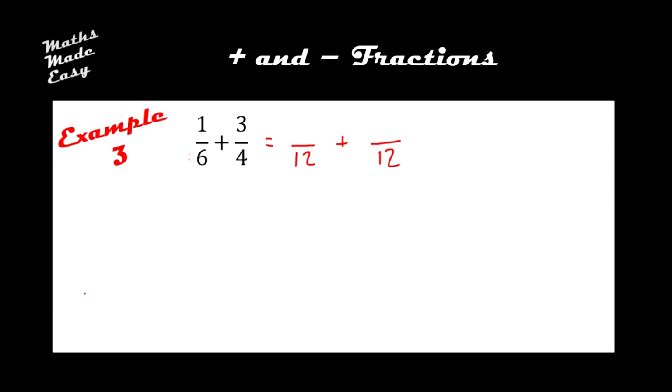So I ask myself, how do I get from this 6 to this 12? I times 2. So times 2 on the top, 1 times 2 is 2. On this one here, how do I get from 4 to 12? I times by 3.